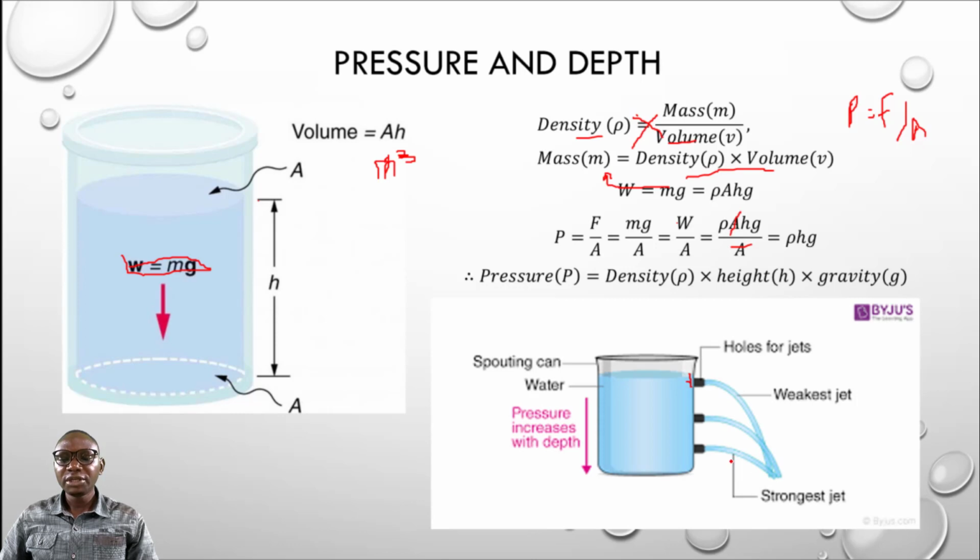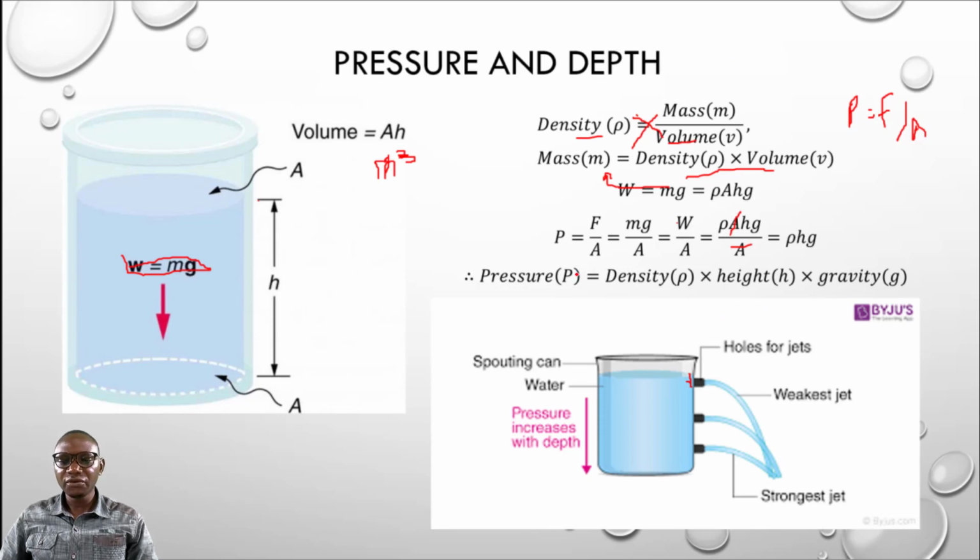This is the reason why it is difficult to swim at the bottom of the ocean. Why? Because the weight of the water will be much greater at the bottom because of the height. So it will be difficult to swim when you are deep inside the water or ocean. That is why it is important for us to understand the relationship between pressure and depth.